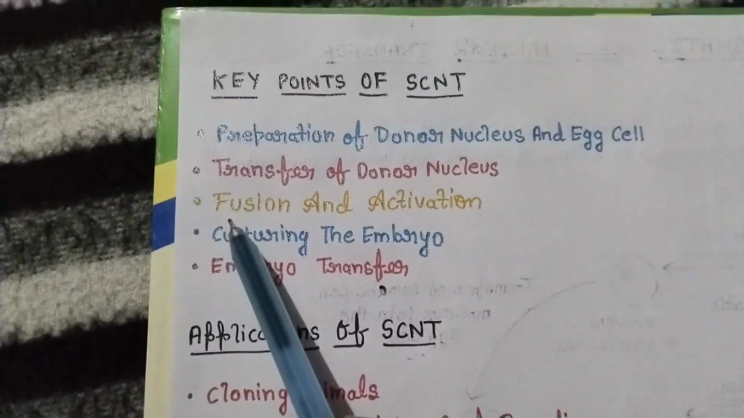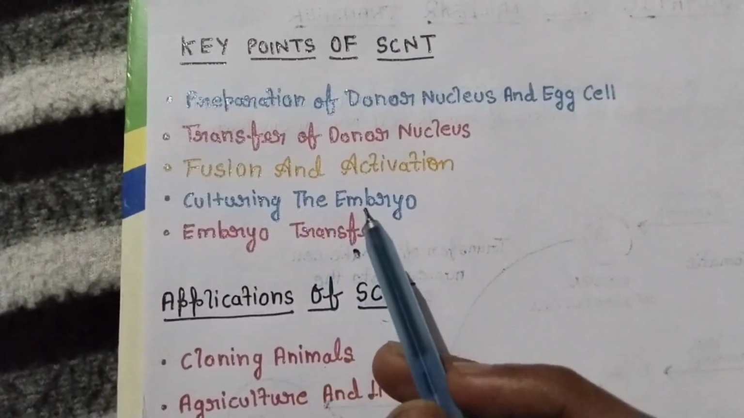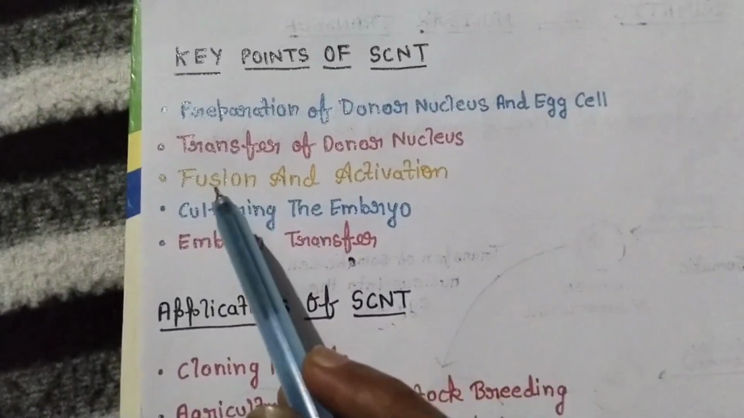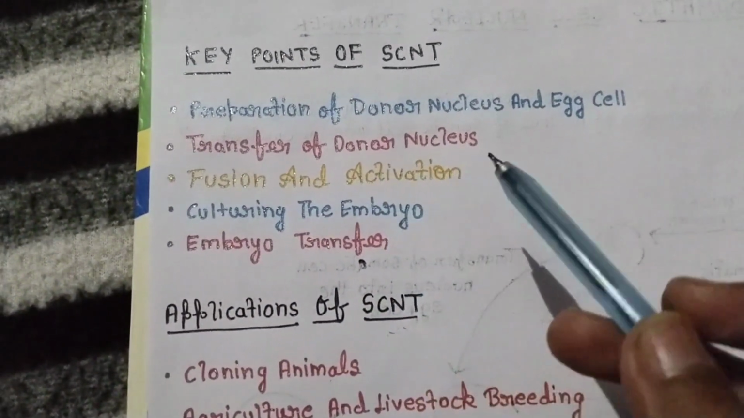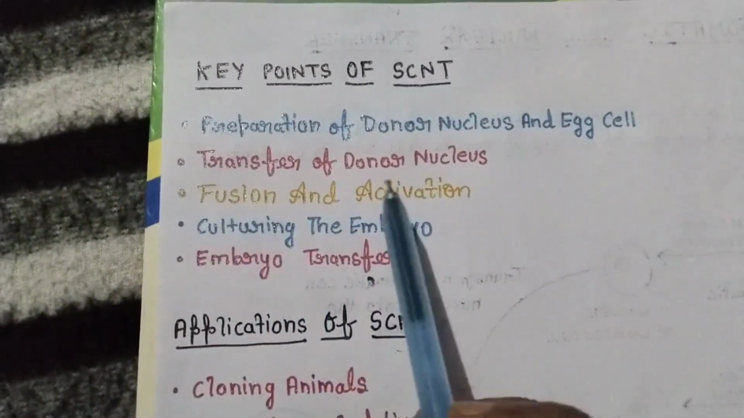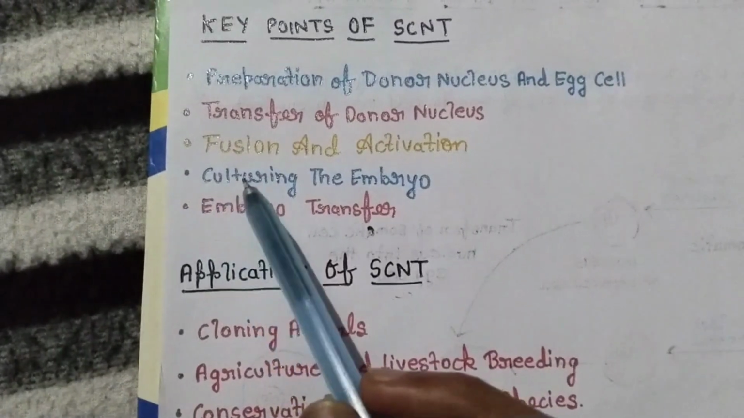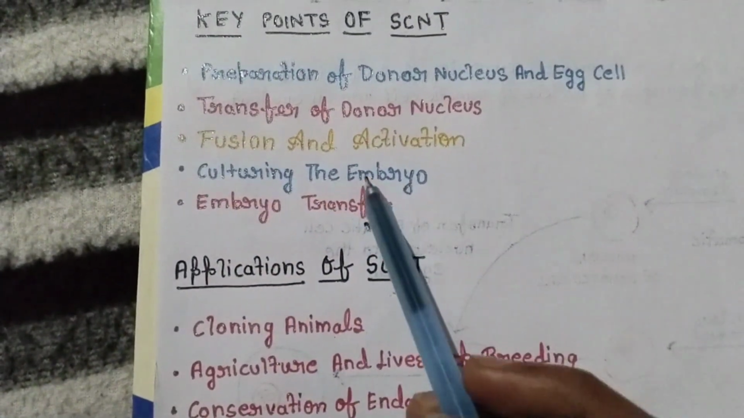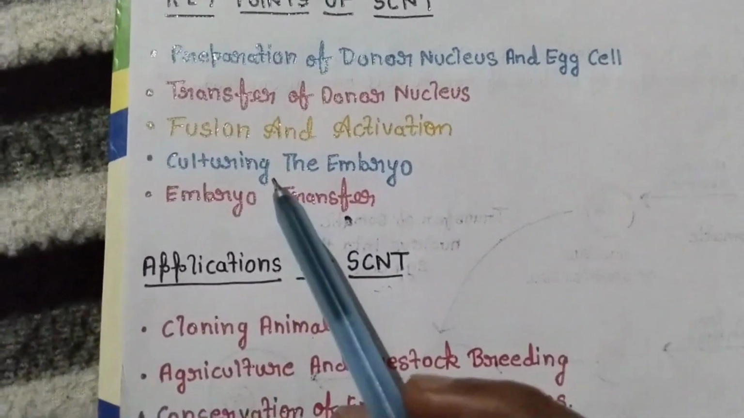So coming on to the third step is your fusion and activation. In the third step, we have discussed that a fused cell is formed, and then it is stimulated to divide and develop into an embryo. So this is your fusion and activation. And in the fourth step, the embryo will be formed, right? After 1 week or 6 to 8 days, the embryo will be developed, right?